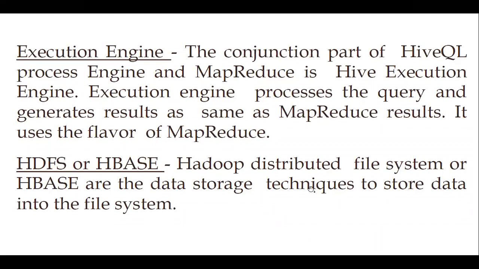Okay. So it is the Hive execution engine, and the execution engine processes the query and generates results the same as MapReduce results. Suppose you are using the Java language and performing the MapReduce, the same thing will be done when you use the execution engine. Okay, the role of the execution engine is to convert your HiveQL output into the MapReduce understandable format. So whatever data we are getting from the execution engine will be in the MapReduce format.